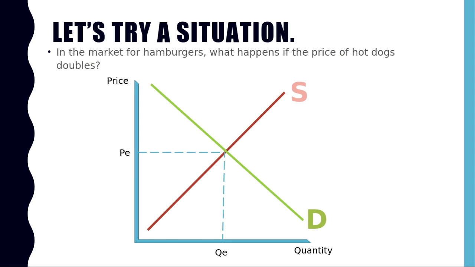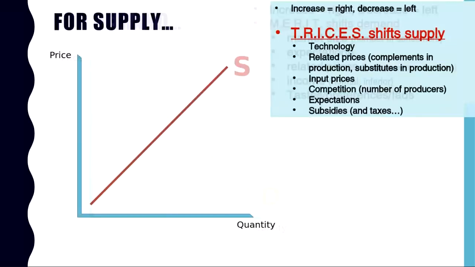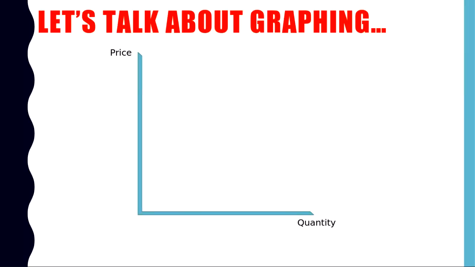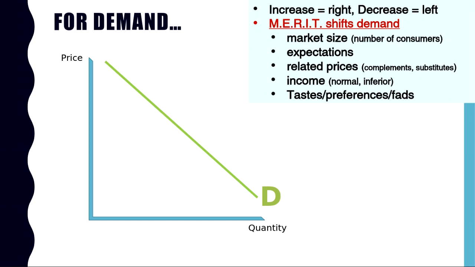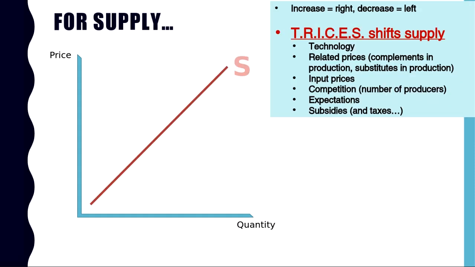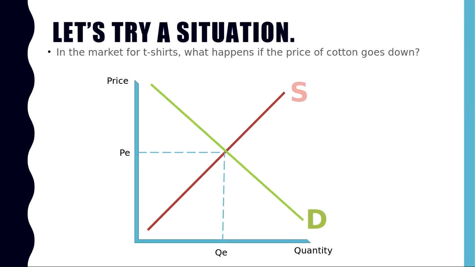If you go back to things that shift demand over here, remember this whole one over here where we have complements and substitutes? In this case, the hot dogs and the hamburgers are substitutes for each other. I'm either going to buy a hot dog or a hamburger for lunch, right? So if you go back to our question, the price of hot dogs doubles. So people who were going to purchase hot dogs, are they going to buy more hot dogs? No. They're like, hot dogs are really expensive.